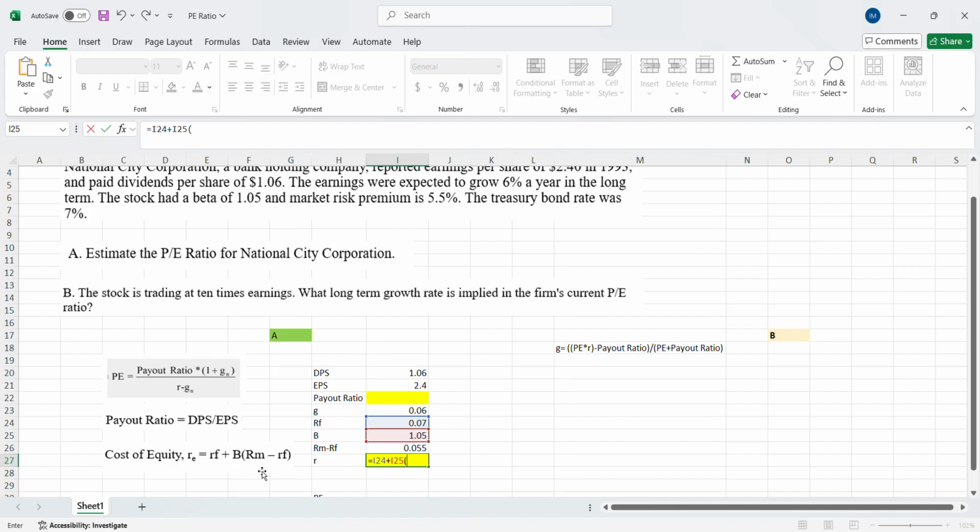Also we have the whole information. RM minus RF is 0.055, so we don't need to plug parenthesis, just multiply by RM minus RF, and thus we have our discount rate, 12.78%.